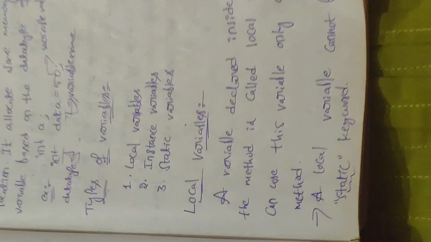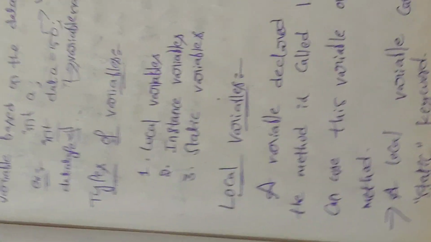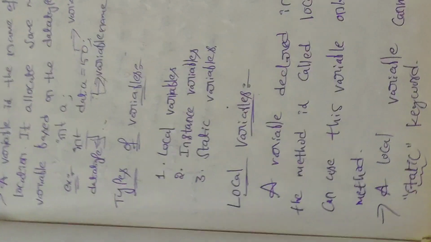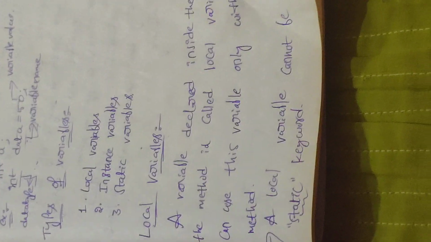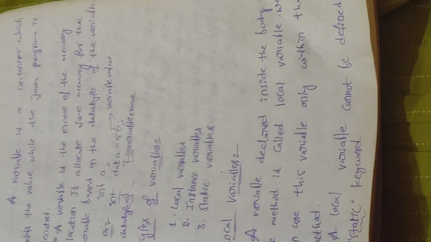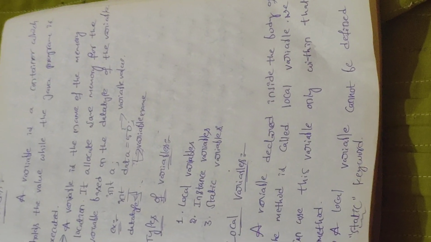The types of variables in Java are local variables, instance variables and static variables. These are the three types of variables available in Java. Firstly, we discuss what a local variable is. A variable declared inside the body of a method is called a local variable. That means whatever variables we declare within user defined methods are called local variables. We are not able to declare local variables using the static keyword.